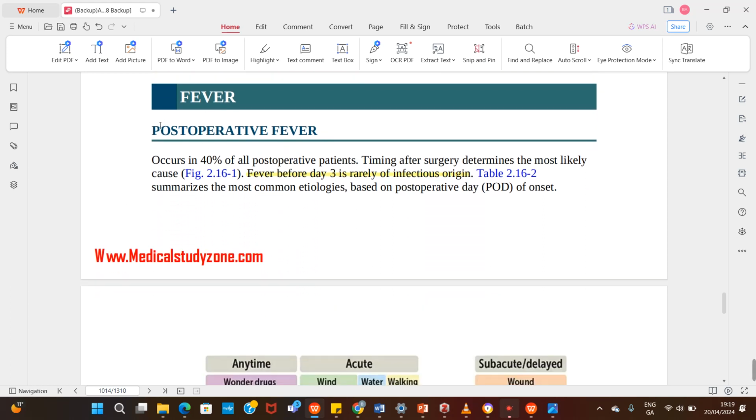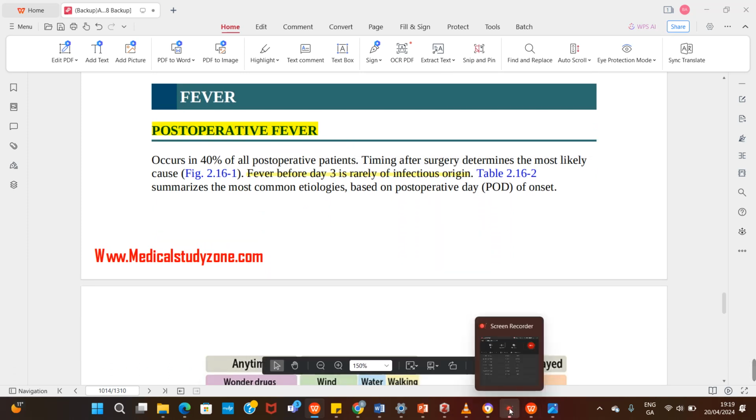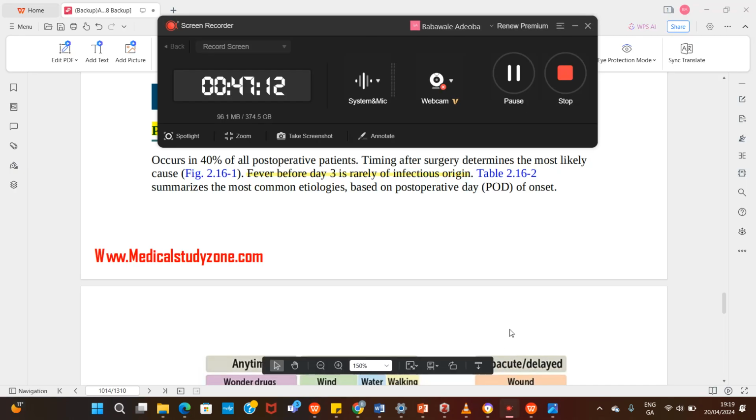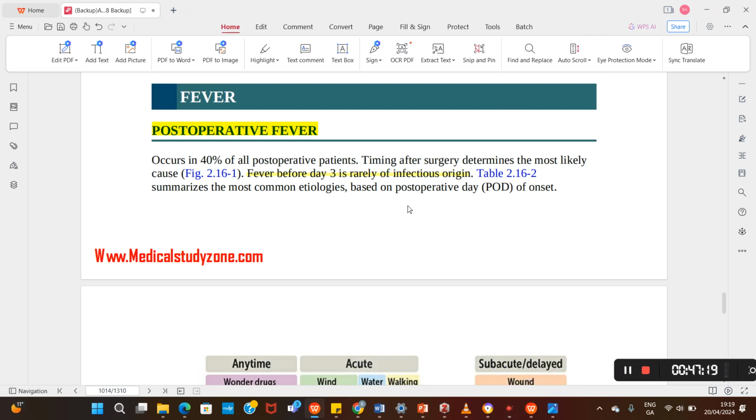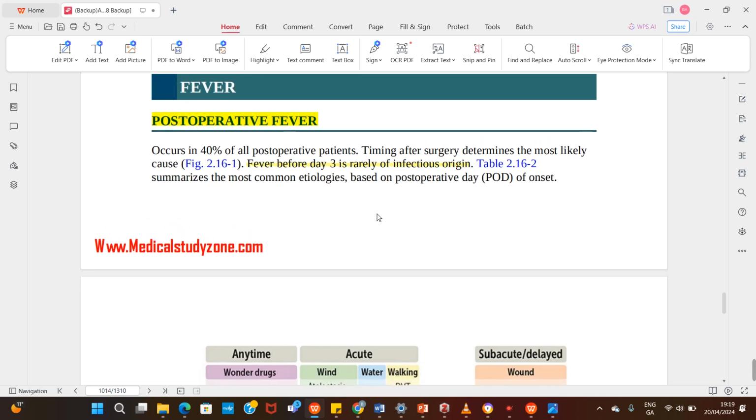So moving on to fever, the post-operative fever. Post-operative fever is just an elevated temperature that happens following surgery. What I just want to say here is that we should not think of an infectious cause before 3 days post-op, please. Because you need time for the infection to develop, to replicate, to multiply, to release the cytokines and cause the fever. So it doesn't happen before 3 days.